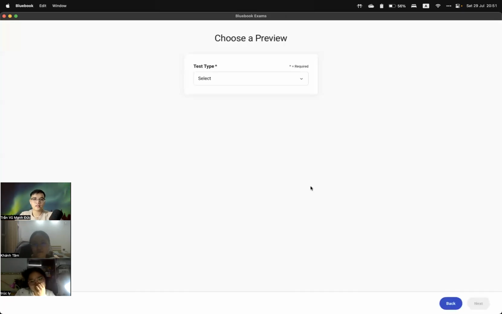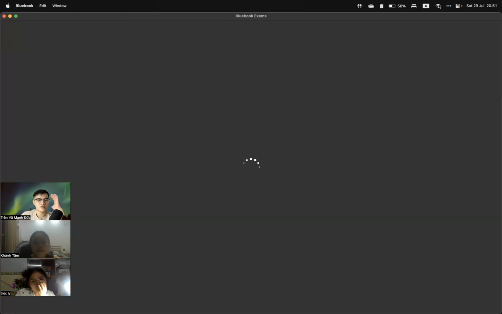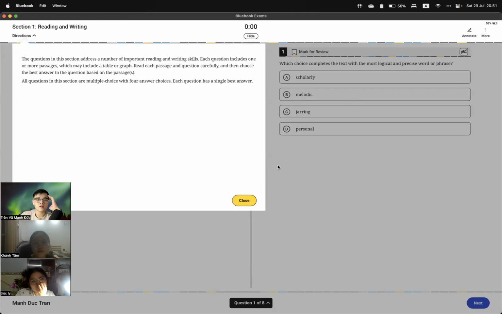I'm going to click next, and I'm choosing SAT. Hang on a sec. Remember to have a stable internet connection, not a stable receiver. On the practice test, the connection is not guaranteed, but on the real test, you have to connect to the testing center's data, because they will monitor your input and output.